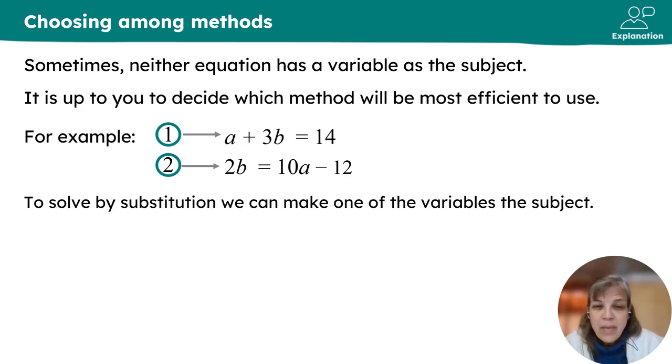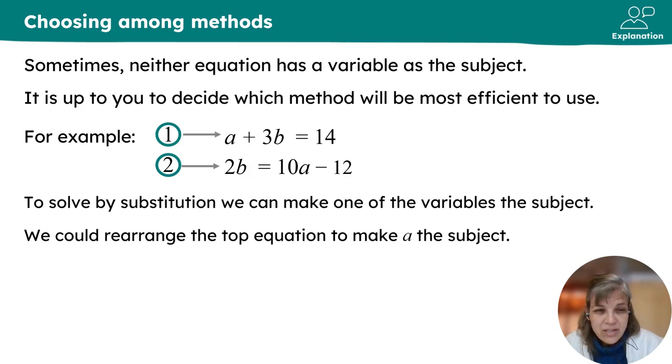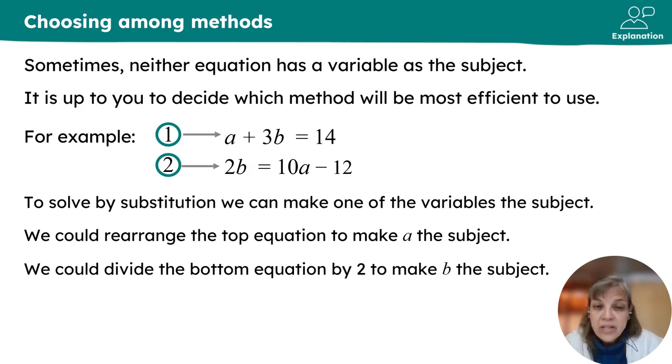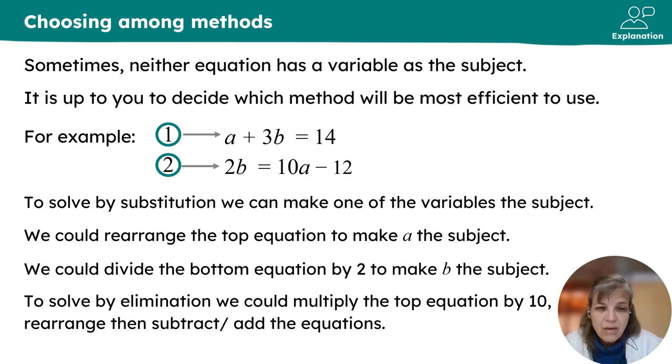I could solve them by making one of the variables the subject. We could rearrange the top equation and make a the subject. I would have negative b, 3b plus 14. Or I could divide the bottom equation by 2 and make b the subject. You could also solve by elimination if you multiply the top equation by 10, made this 10a and 10a, and then you could rearrange and eliminate. So you're always making choices, but choose the one that works best for you.